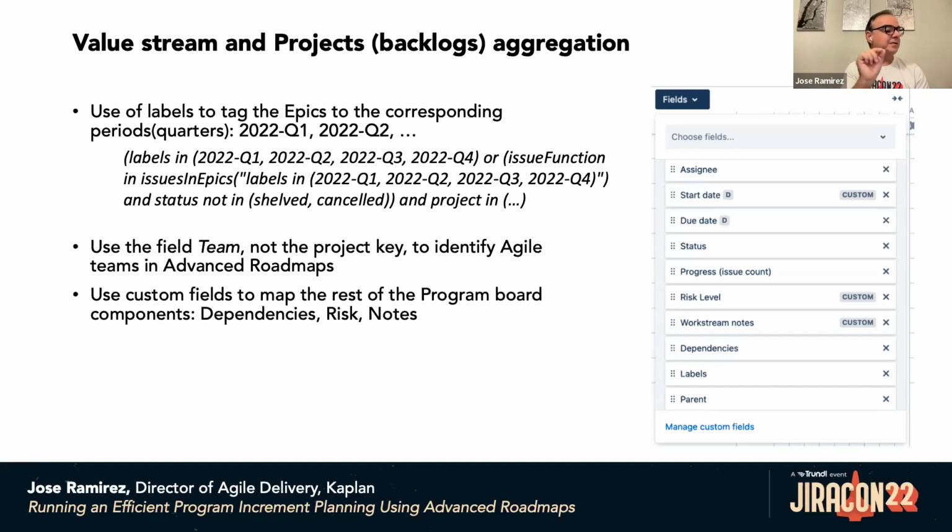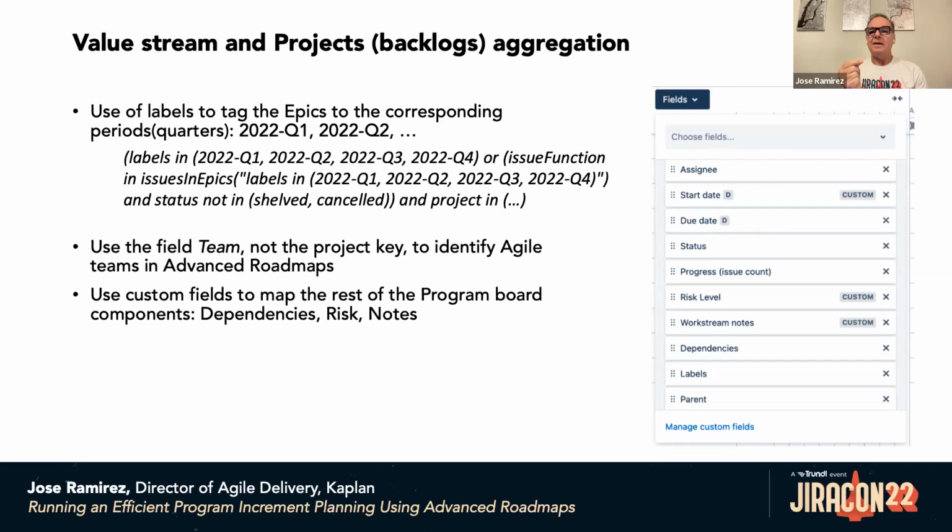So we use labels to tag the epics to the corresponding quarters. And we come up with a naming convention. In this case, it's a reality. We use 2022 Q1 to represent issues for Q1, 2022 Q4, and so forth. So now, at the end of the year, we have 2022 Q1, Q2, Q3, Q4, representing the issues that work in each of the quarters. If we're creating a program board for Q4, we can create a filter. There you can see a filter only for Q4 issues and focus on Q4 issues.